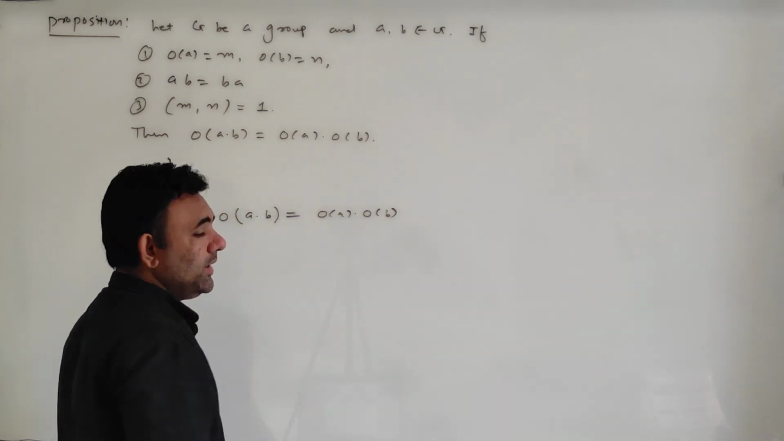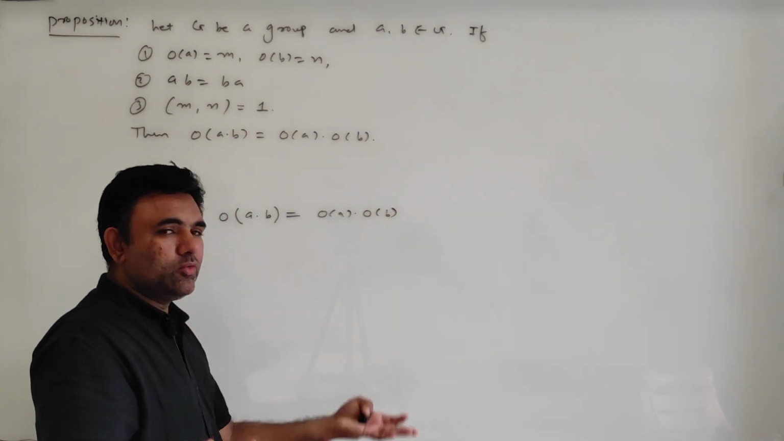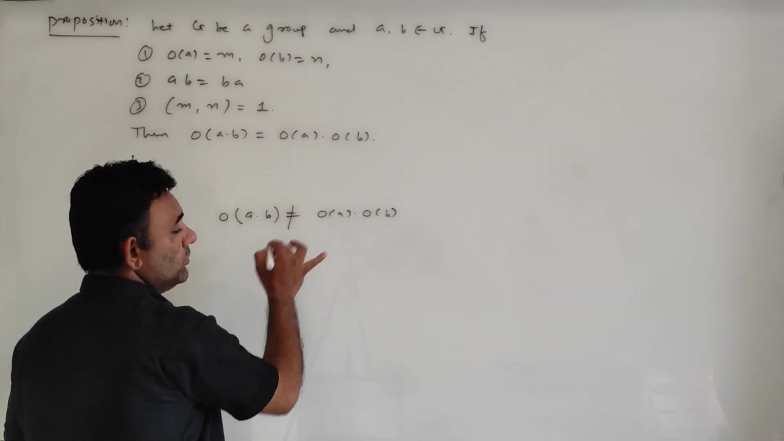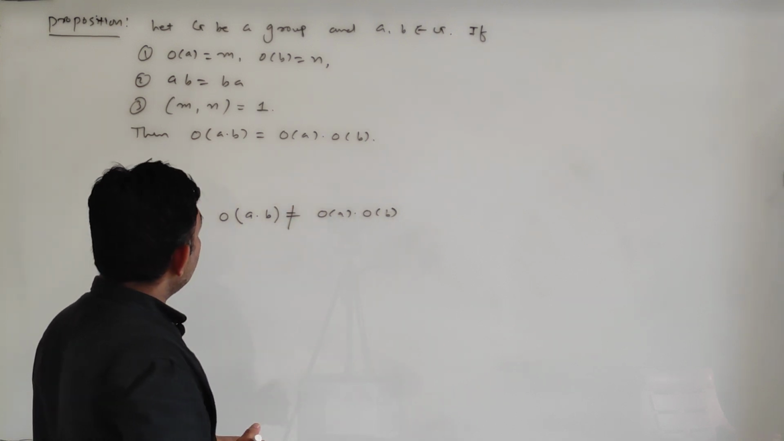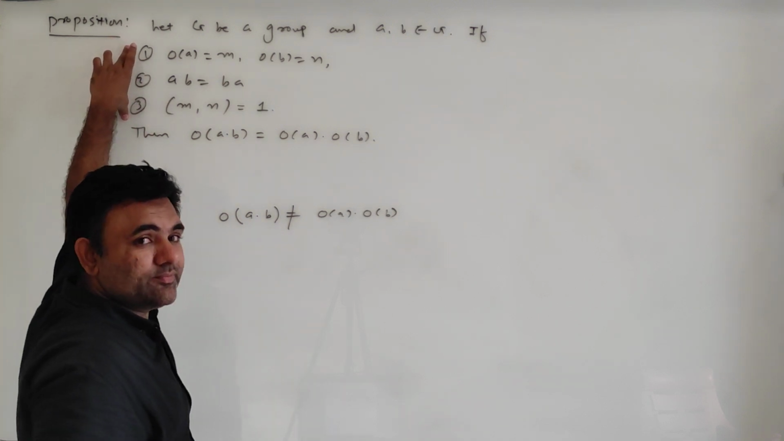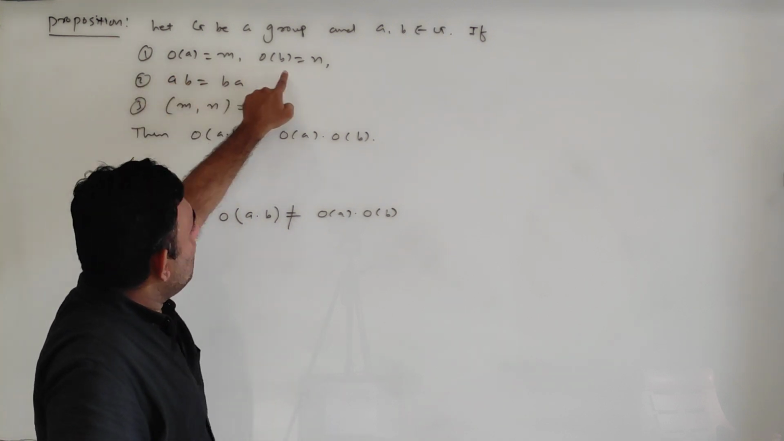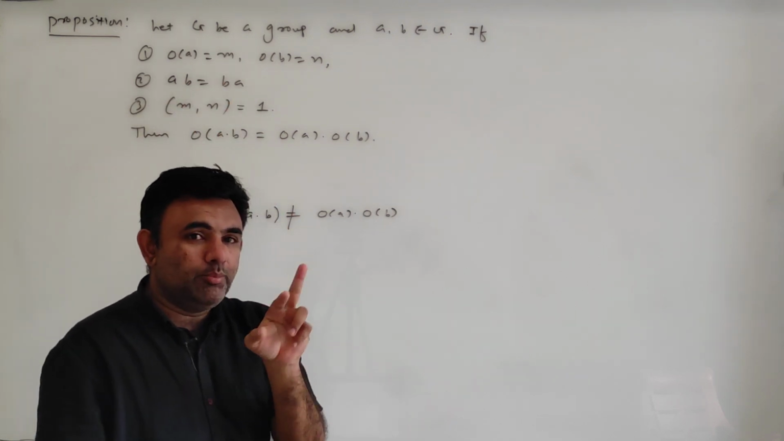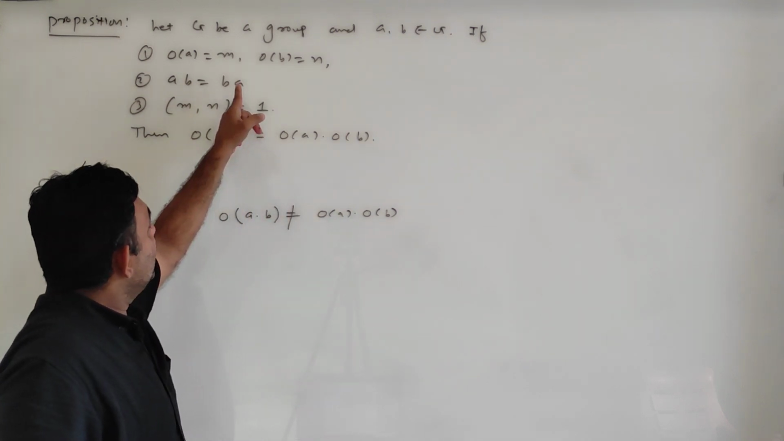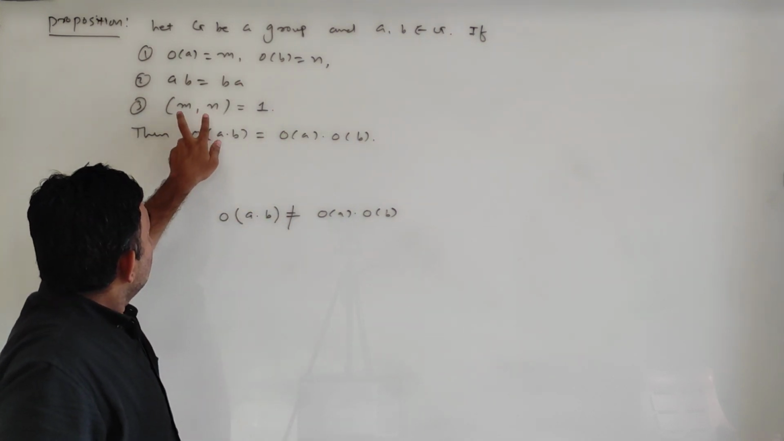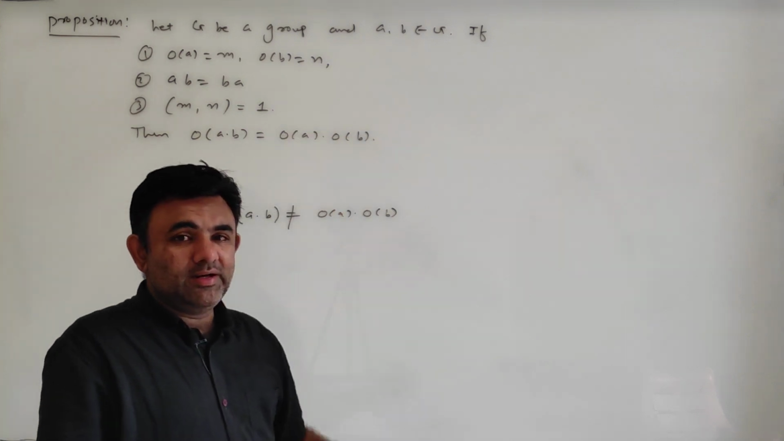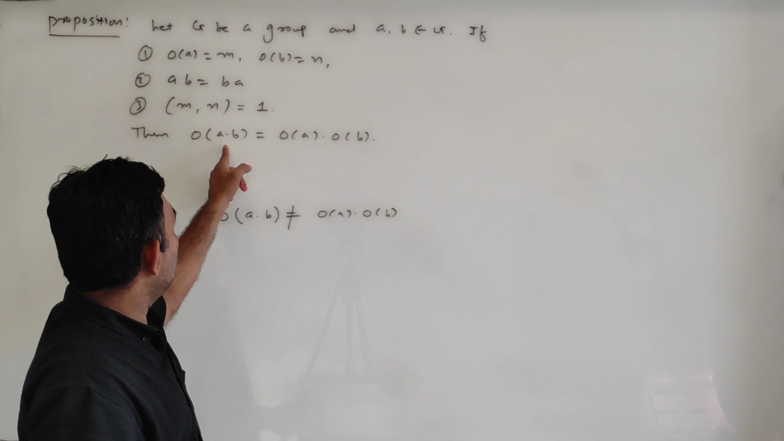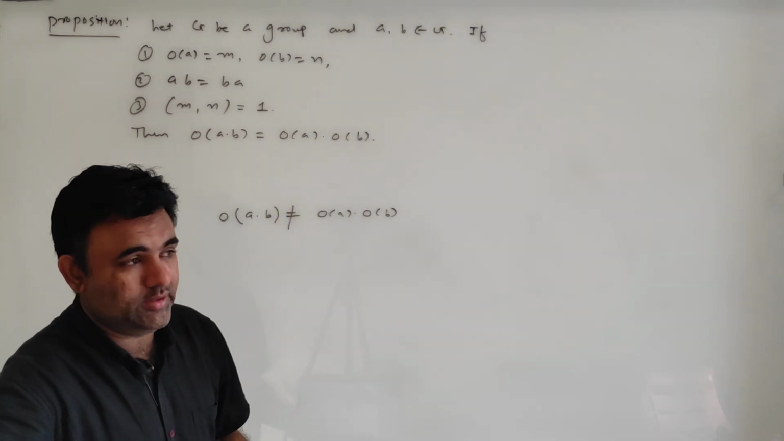This does not happen every time. In any group, if you take any two elements, this is not true in general. This is true only if you have these three conditions. First, both the elements are of finite order. Second, these two elements a and b commute with each other. And the third condition is that the orders of these two elements are relatively prime. There is no common factor between the two orders other than 1. In that case only, order of ab is equal to order of a into order of b.